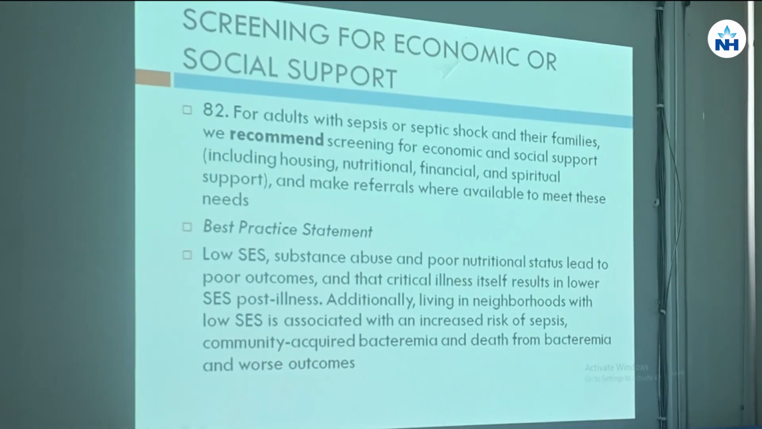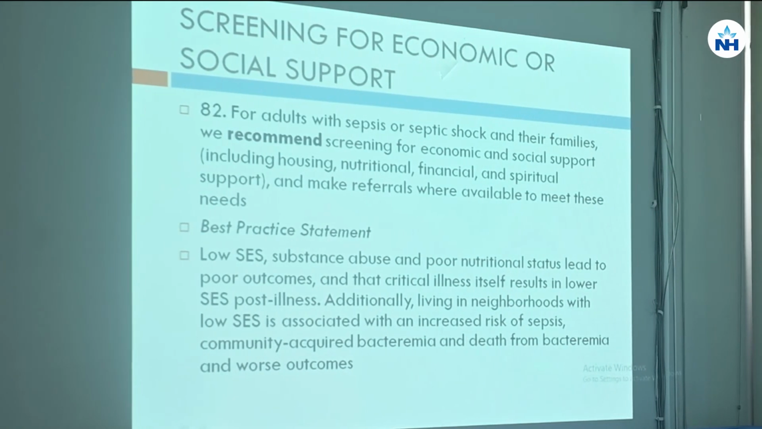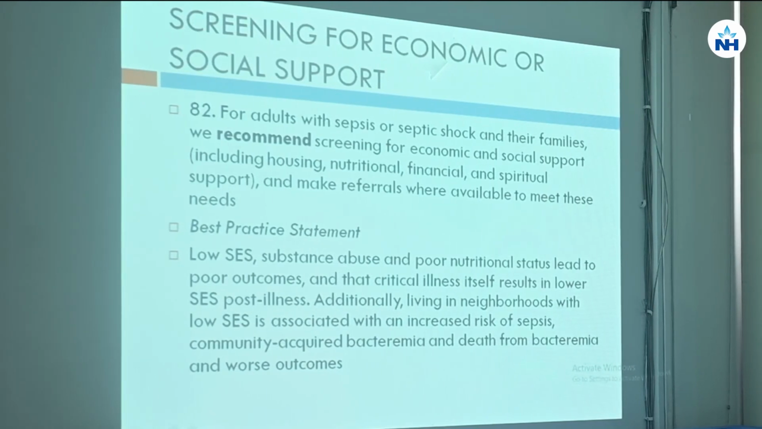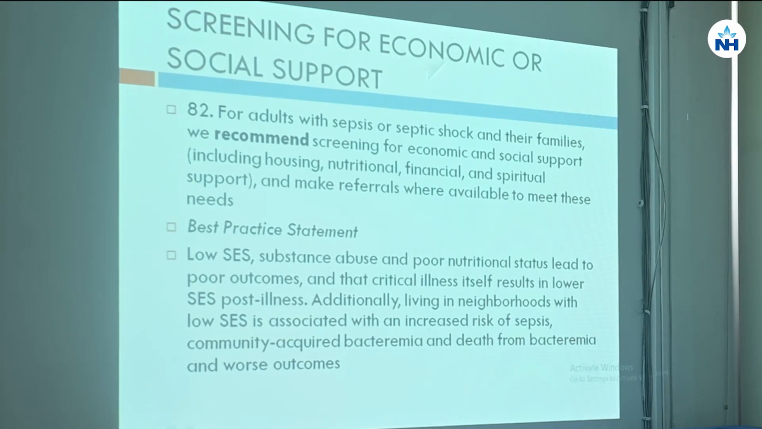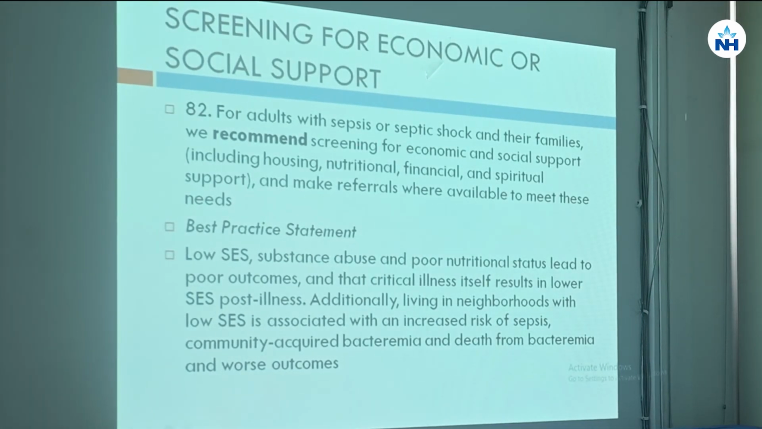Screening for economic or social support. For adults with sepsis or septic shock and their families, we recommend screening for economic and social support, including housing, nutritional, financial, and spiritual support, and make referrals where available to meet these needs. Best practice statement. Low socioeconomic status, substance abuse, and poor nutritional status lead to poor outcomes, and critical illness itself results in lower socioeconomic status post-illness. Additionally, living in a neighborhood with low socioeconomic status is associated with increased risk of sepsis, community-acquired bacterial infection, and death from bacteremia and host outcomes.